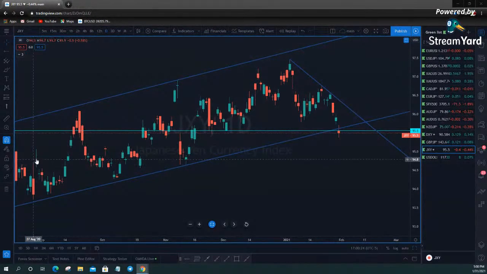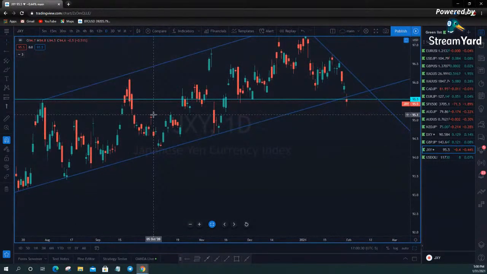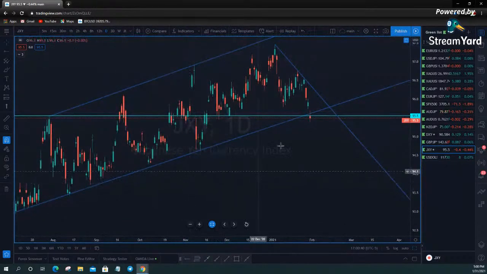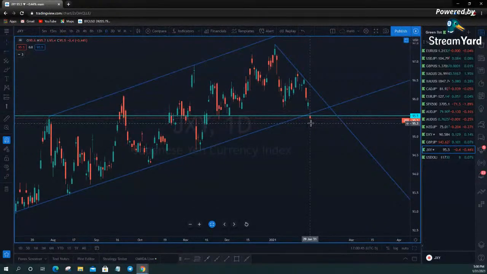With that, we're going to start off with the JXY, which is the Japanese Yen Currency Index. Basically what I'm looking for on this is we did get a breakout and it has broke below 95.5.